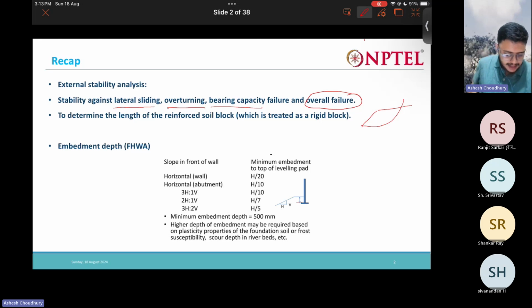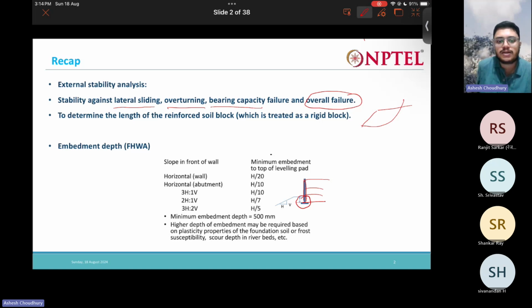Now, the next thing is embedment depth. Embedment depth is nothing but how much, like the reinforced wall you are constructing, something like this, right, how much you should embed it below the soil. There are various criteria given by various codes, but the FHWA criteria for embedment depth is given here. If there is a slope in front of the wall, and the wall is a horizontal wall, then we have to use H by 20 as the minimum embedment length.